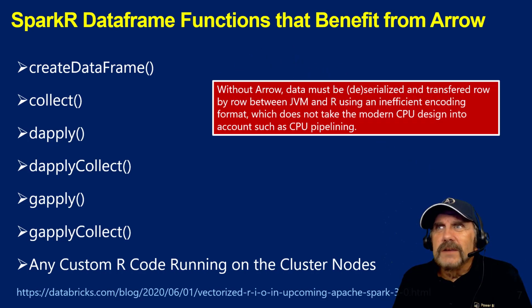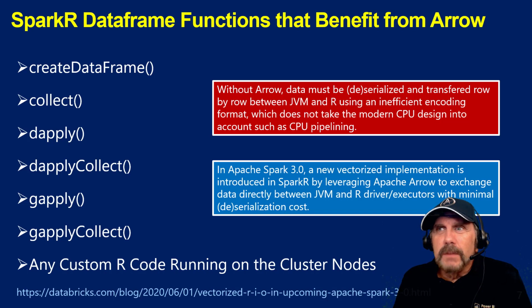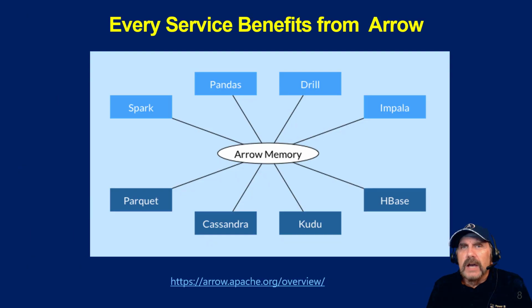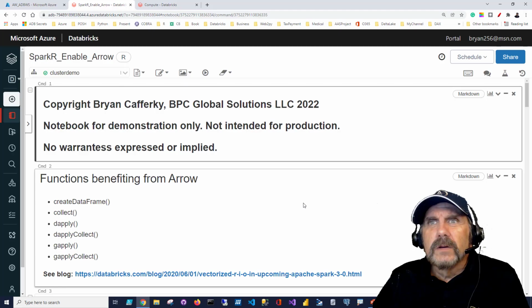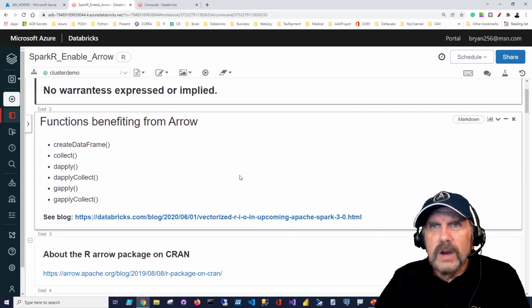Without Arrow, the data is going to be constantly deserialized and serialized back and forth to get the process done, and that's a real big bottleneck, which is going to slow down your processing. As of Apache Spark 3.0, there's a new vectorized implementation which is going to really leverage Apache Arrow to exchange data directly between the JVM and the R driver. I do want to emphasize that Apache Arrow is not just for R, and it's not just for R and Python. It actually works with all of these different services as a way to make the communication between them more efficient. So let's get into the code and see how it really works.